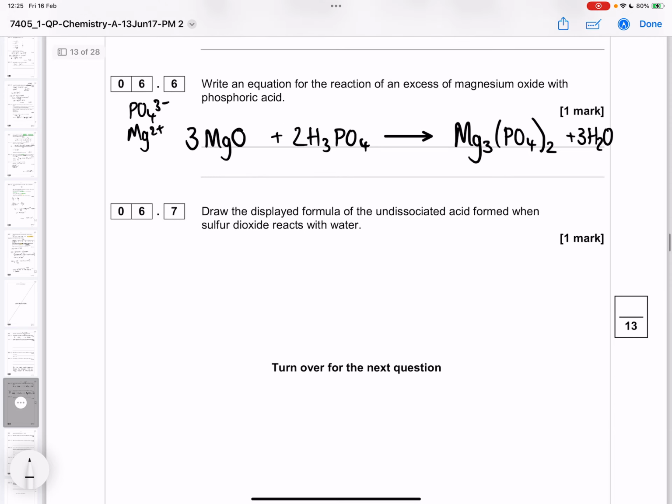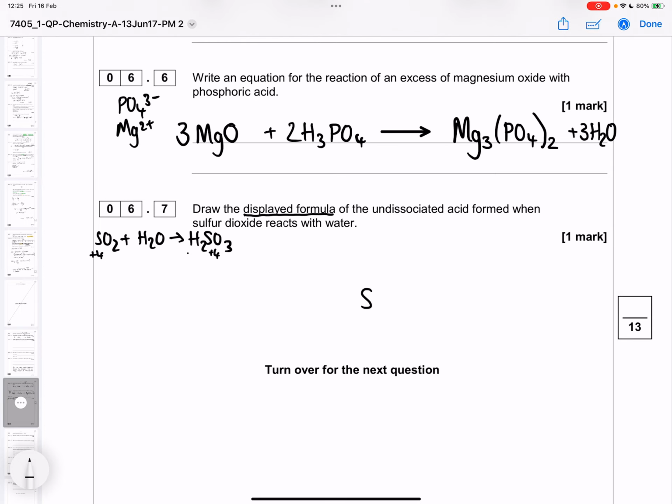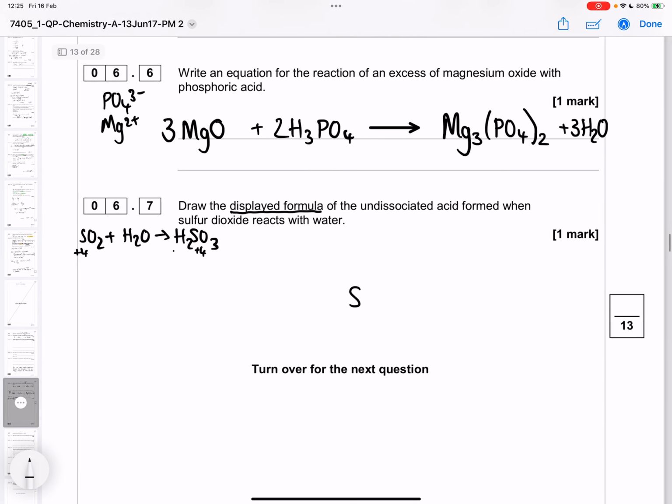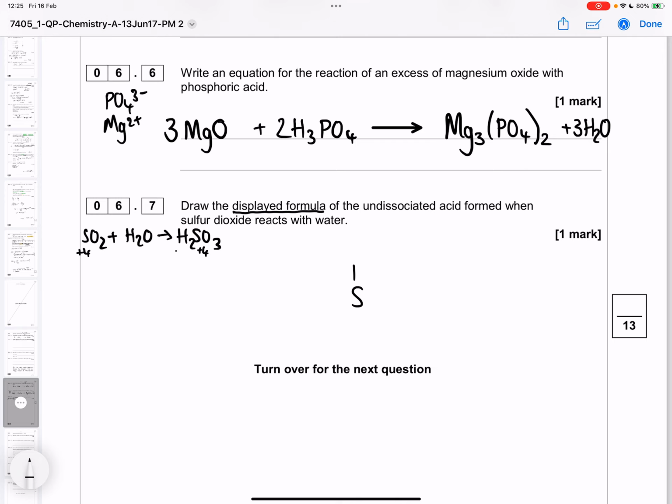The last thing it asks us to do is draw the displayed formula of the undissociated acid formed when sulfur dioxide reacts with water. Well, when that happens, we get the acid H2SO3. In that acid, the sulfur, because it was +4 here, it's still +4 over here. +4 oxidation state has 4 covalent bonds, 3 oxygens there, so it's got 3 oxygens attached to it, but it's got 4 covalent bonds. One of them's a double bond.